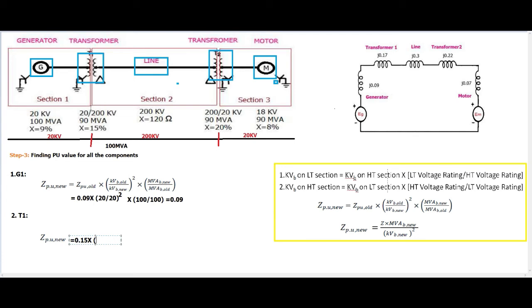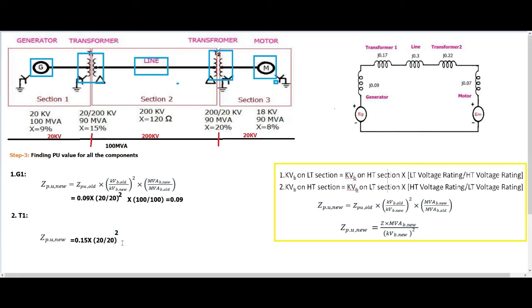If you take 200 kV as old base voltage, this winding lies in section 2, so the new base voltage for this section is 200 kV. So first I will take 20 kV. Okay, so old base voltage is 20 kV. This lies in section 1, so the corresponding winding lies in section 1. The corresponding new base voltage is to be taken as 20, the whole square. Okay, 20 the whole square.